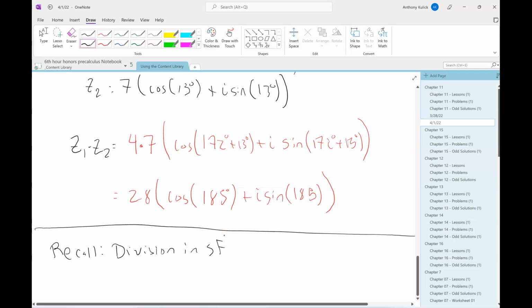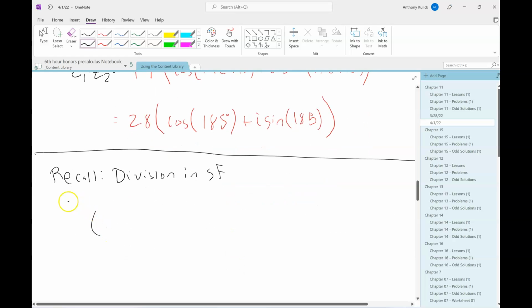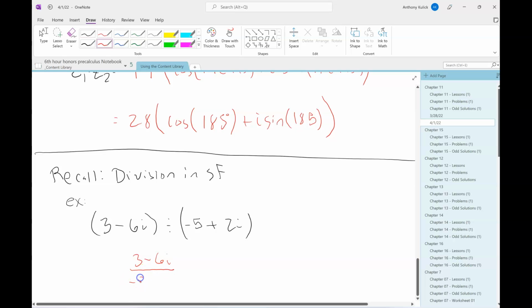Okay, so let's talk now about division in standard form. Let's say, for example, I have 3 minus 6i divided by negative 5 plus 2i. When I do a division problem like this, I like to think about it rather as a fraction. Remember, those are still the same thing, dividing and a fraction. Everybody agree?